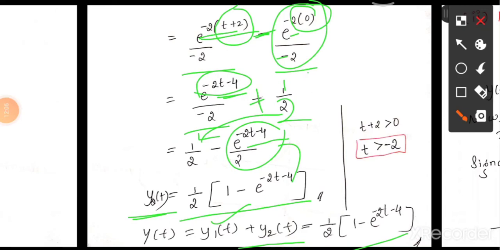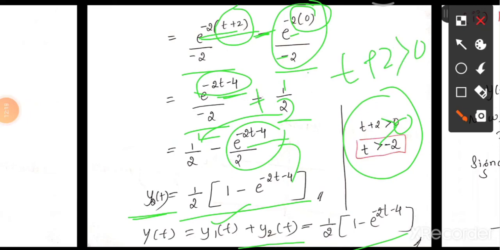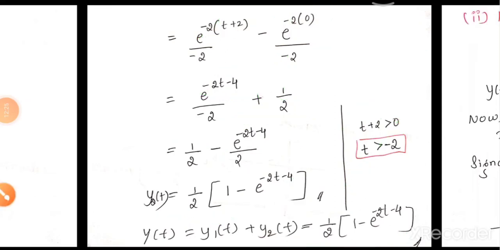What you can do is represent it like this. We said the signal will be overlapped when t plus 2 is greater than 0. What do you mean by this, t plus 2 is greater than 0? Send this to the other side, then t should be greater than minus 2. The meaning of that is t should be greater than minus 2.